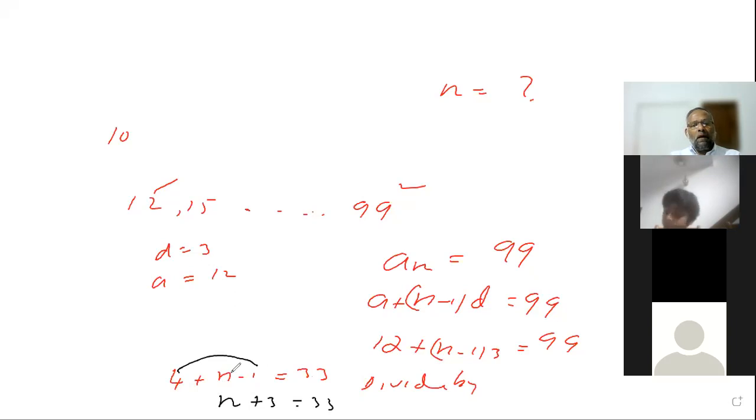And dividing, and the bracket is already open because nobody is there. So 4 and n minus 1, you know that is 3. n plus 3 is equal to 33. So n is equal to 33 minus 3, that is the 30th term. And the answer is correct. Dividing, no problem. We can transpose, we can divide, we can open the bracket, it doesn't matter.